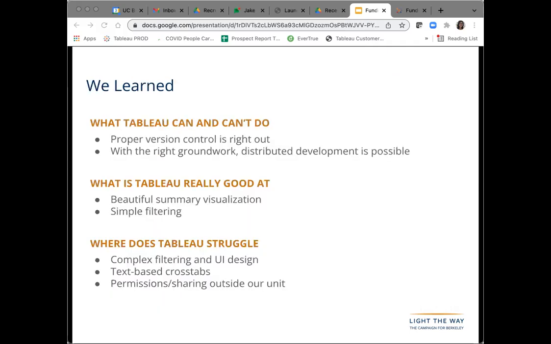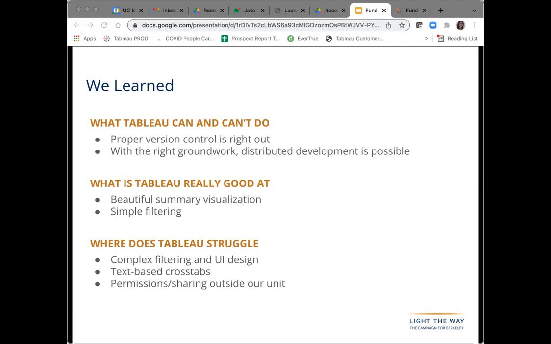If we look at the next slide, we can talk about high level lessons. So what we learned, things that we can take away from this. The first thing is that proper version control doesn't really work very well. A traditional software development approach to Tableau is probably right out. But if we do some good groundwork ahead of time, we can do some distributed development. We can share the load across the team.